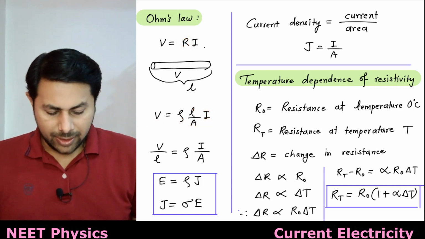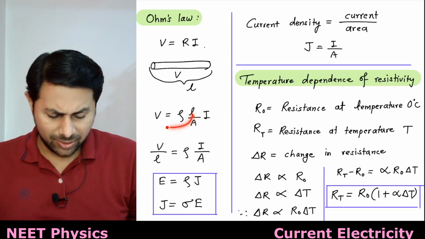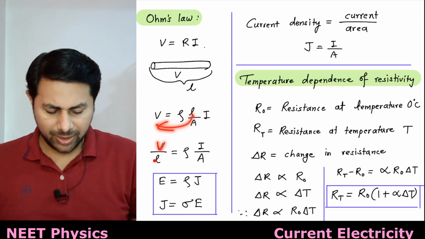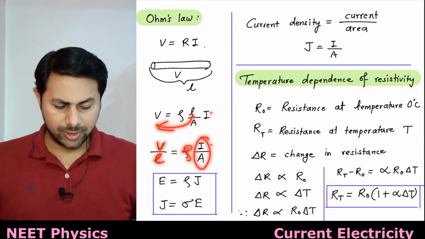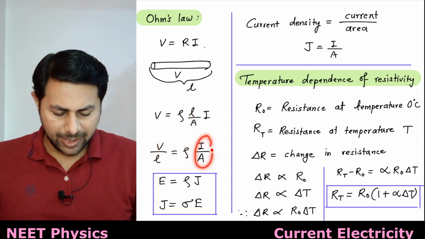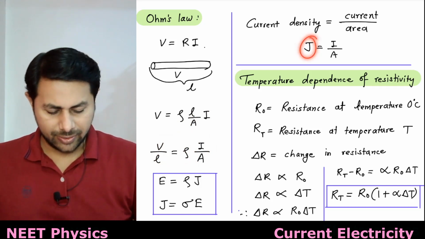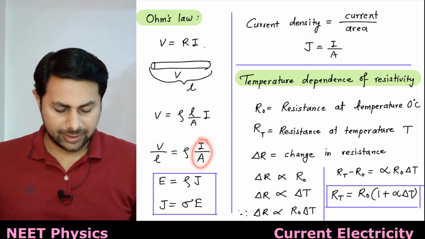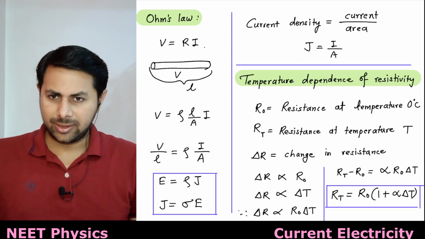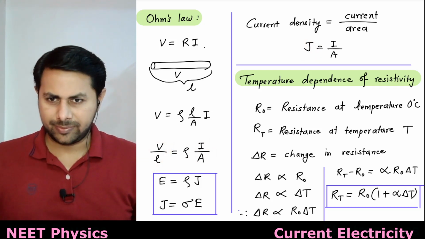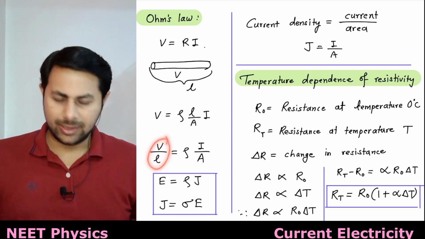Now you can move this L to this side. If you move L to this side, what do you get? V upon L is equal to rho times I by A. This I by A is called the current density, written as J. And what is V upon L? It's the potential difference per unit length, which we know is the electric field.